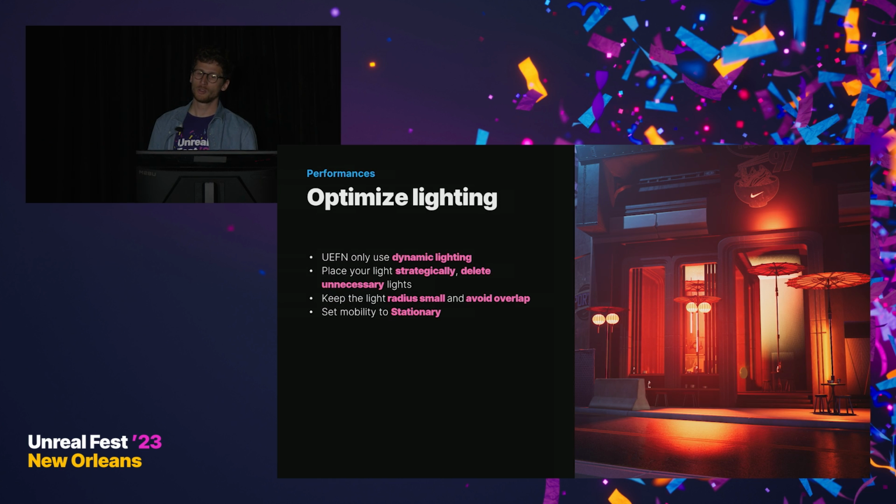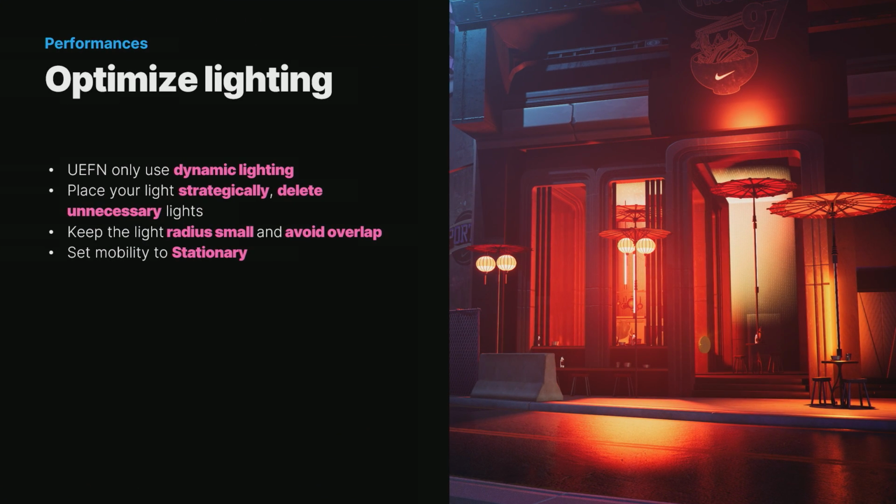So the first thing we want to do is to optimize the lighting. UEFN only uses dynamic lighting, so we need to place lights strategically and delete all unnecessary lights. We want to set the radius of our lights as small as possible and avoid overlapping when possible. We want to set the mobility of every light to stationary to get better performance compared to something like a movable light.